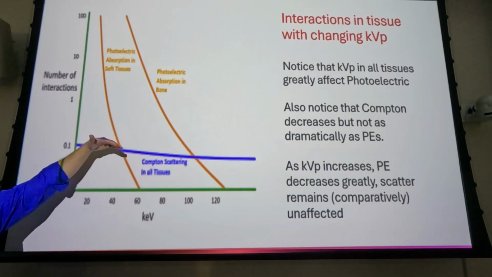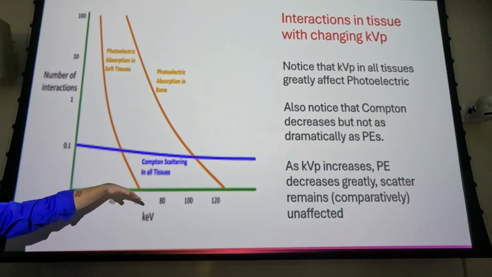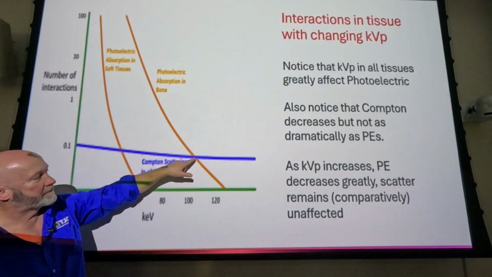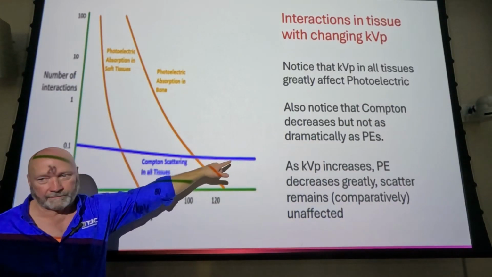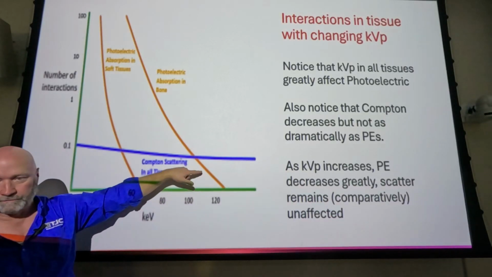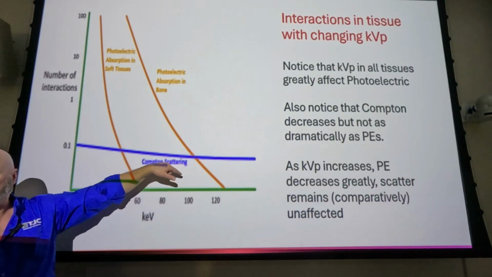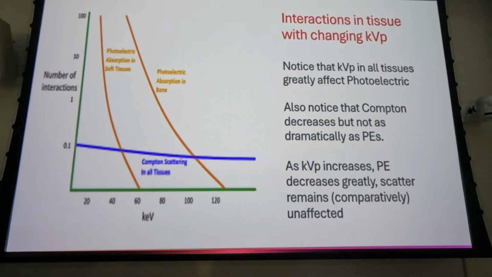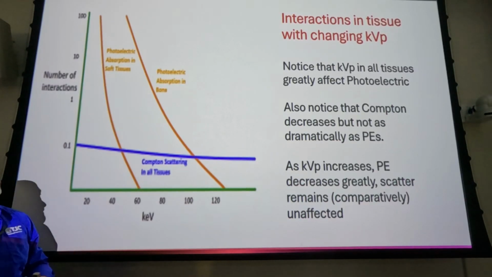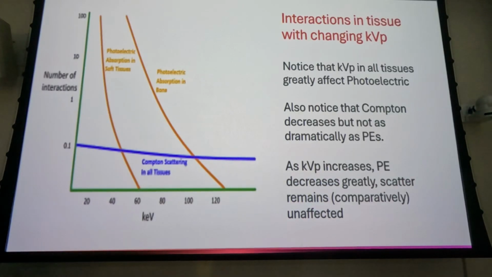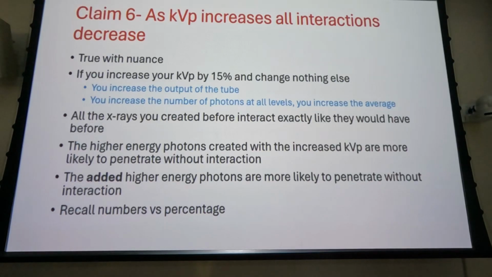Numbers in both cases decreased. Right, but the percentage of the Compton at this crossover point is much greater than the photoelectric. Right? So that's the nuance. The context is the Compton to PE ratio. As kVp goes up, we get more scatter radiation proportional to the photoelectrics that we get.